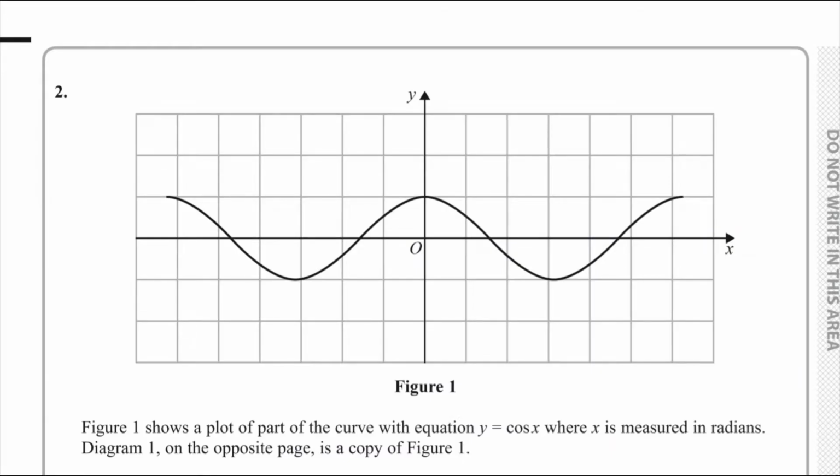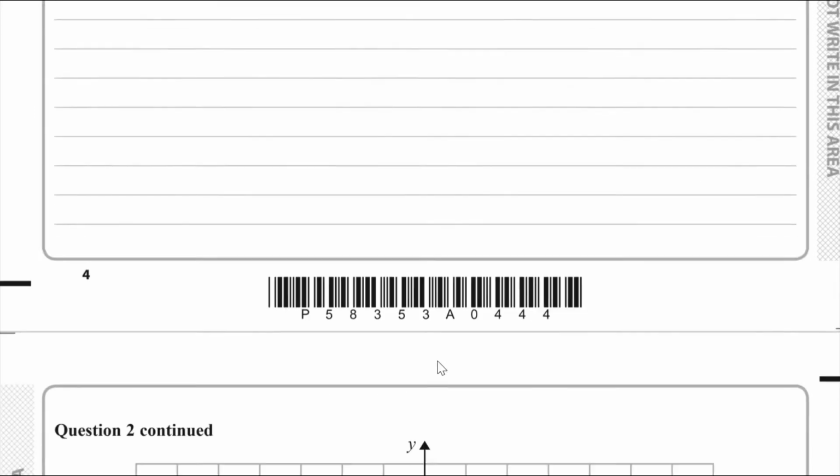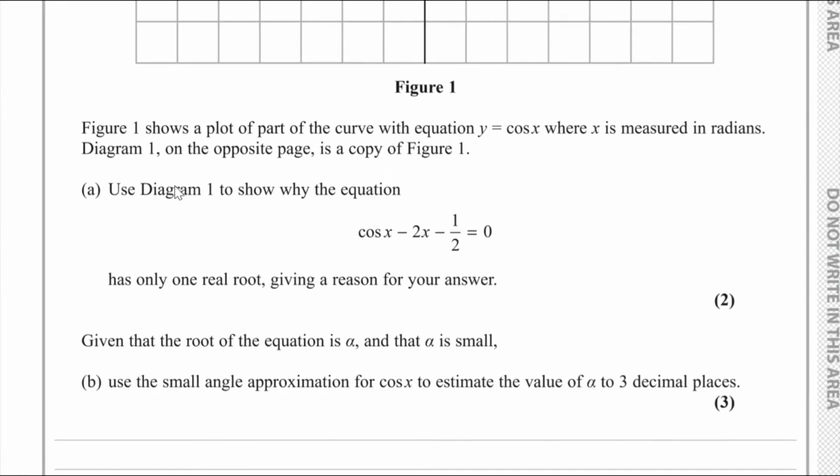Question number 2. We've got figure 1, which shows a plot of part of the curve with the equation y equals cos x, where x is measured in radians. And on diagram 1, on the opposite page, we've got a copy of figure 1, as we see over here. We have to use diagram 1 to show why the equation cos x minus 2x minus 1/2 equals 0 has only one real root, giving a reason for your answer. Okay.